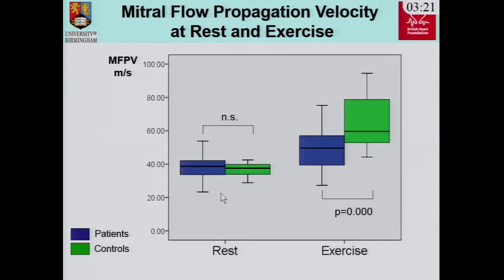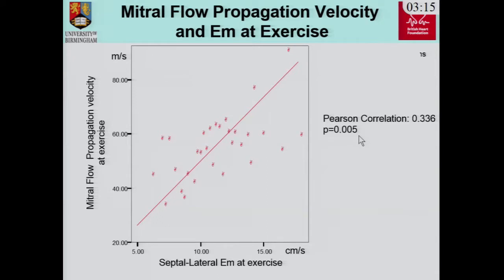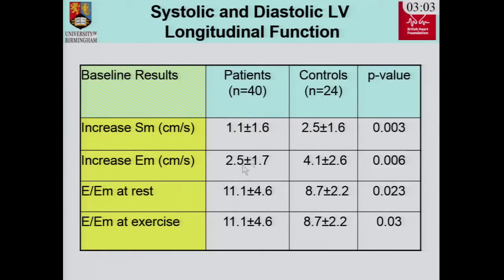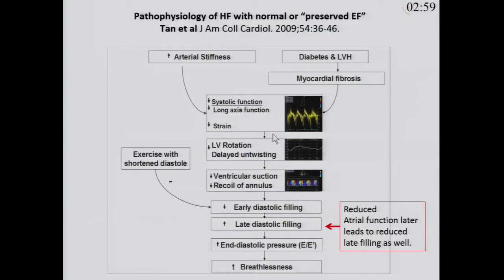This shows again, here's at rest, no difference, but on exercise it rises much less than the control. So the propagation is less, the suction is less. And it relates to the exercise capacity. Here's mitral propagation and lateral, the SM relates, and there was also a reduction of the long axis function.